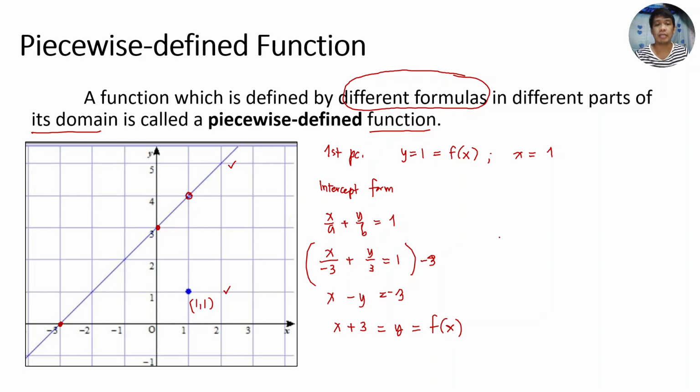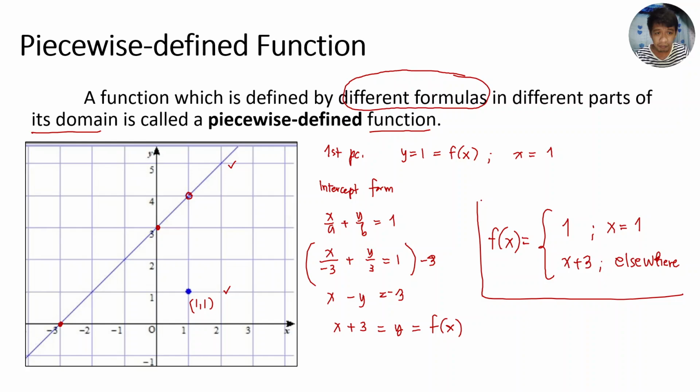So meaning to say, we can find our rule for this graph as 1 for x is equal to 1, or if and only if the value of x is equal to 1, and x plus 3 elsewhere. So meaning to say, for any value of x except x is equal to 1. So this is the rule of the function.